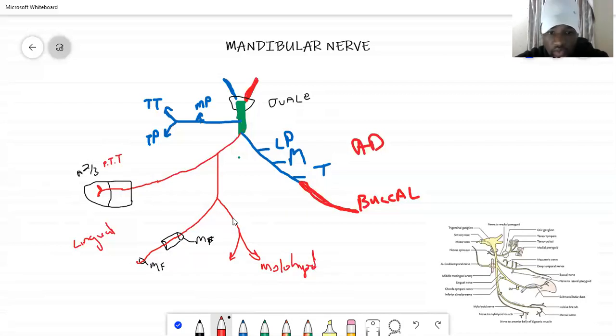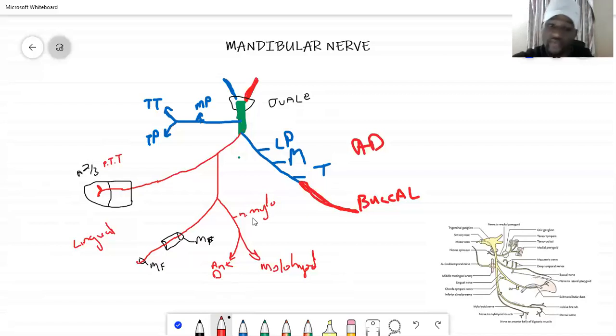We said this nerve is what? It's the nerve to mylohyoid. And it will also innervate what? The anterior belly. We are going to do this, don't worry. The anterior belly of the digastric. I'll just write the anterior belly of D, the anterior belly of the digastric muscle. So that is the nerve to mylohyoid.